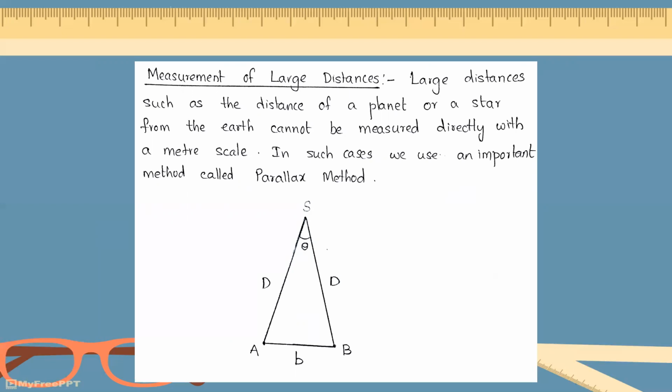We cannot go to the moon by taking a meter scale, and we cannot measure the distance from Earth to the moon, isn't it? Nobody can take a rope or a meter scale and go to the moon to measure the distance of the moon from the Earth. Not only that, we cannot measure the distance of any planet from the Earth by taking a meter scale. In such cases, we have an important method called the parallax method.